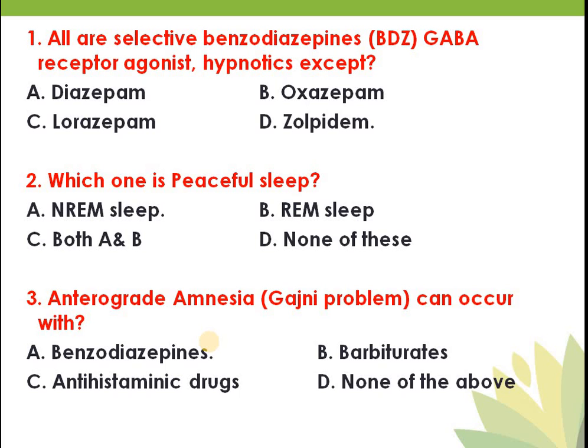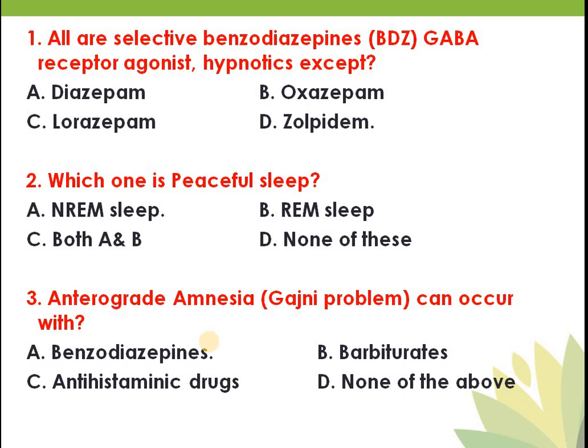So let's see the other adverse effects of benzodiazepines. Sedation is an adverse effect, rebound anxiety is an adverse effect, and amnesia, that means loss of memory, anterograde amnesia, a short-term memory loss, that is the Ghajini problem. Again, dissociation and tolerance are adverse effects of benzodiazepines.